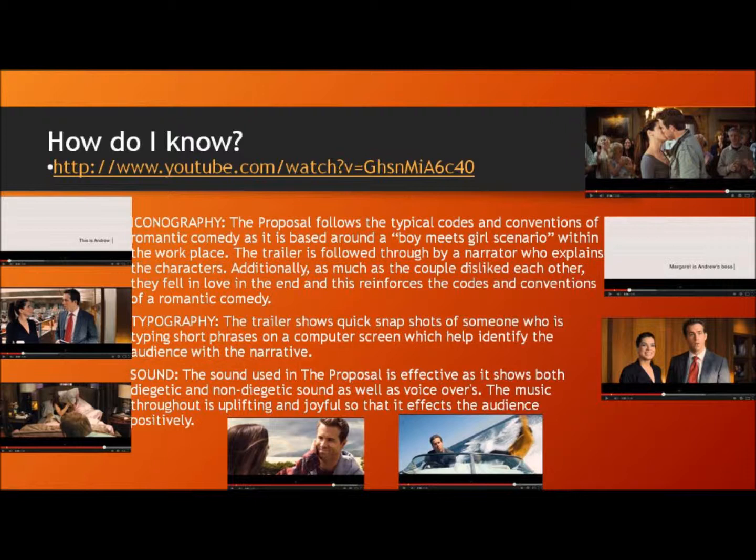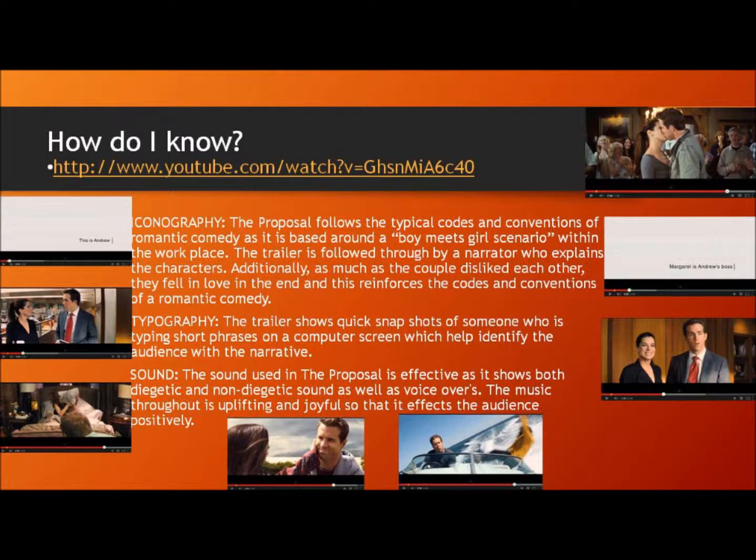The trailer is followed through by a narrator who explains the character. Additionally, as much as the couple disliked each other, they fell in love in the end, and this reinforces the codes and conventions of a romantic comedy. Typography. The trailer shows quick snapshots of someone who is typing short phrases on a computer screen, which help identify the audience with a narrative. You can also hear the sound of the keyboard.